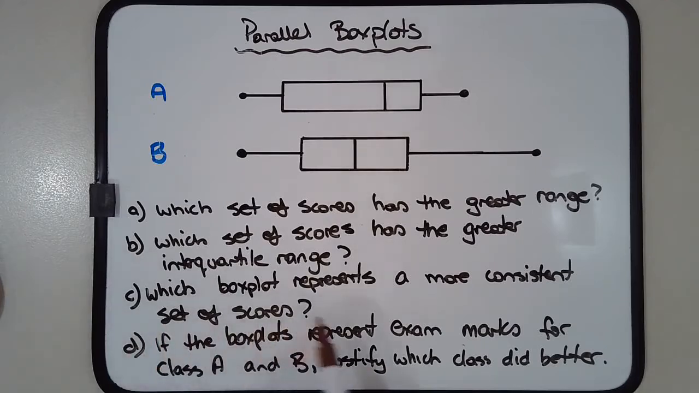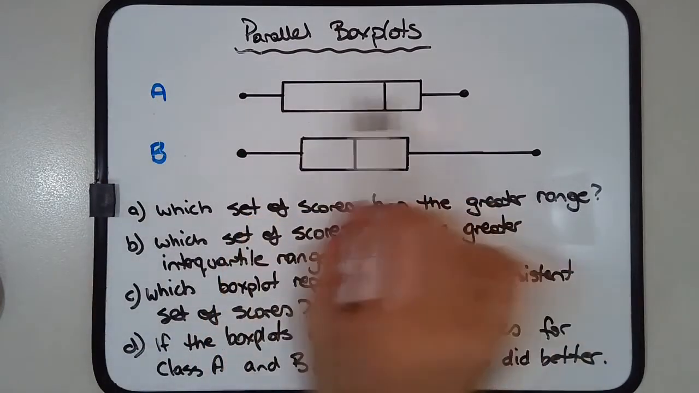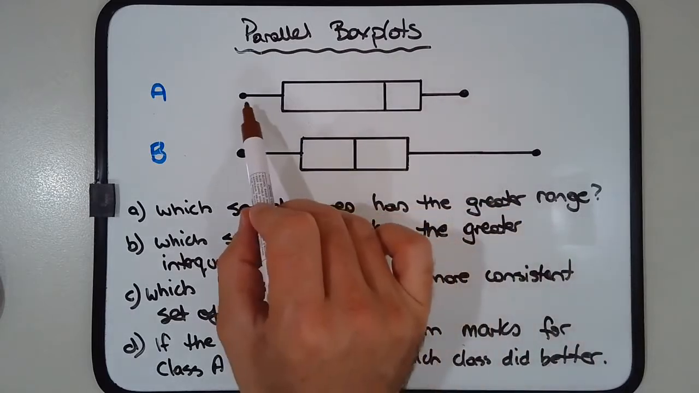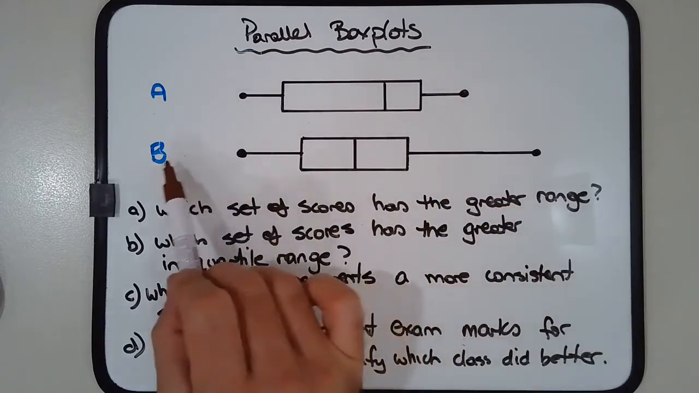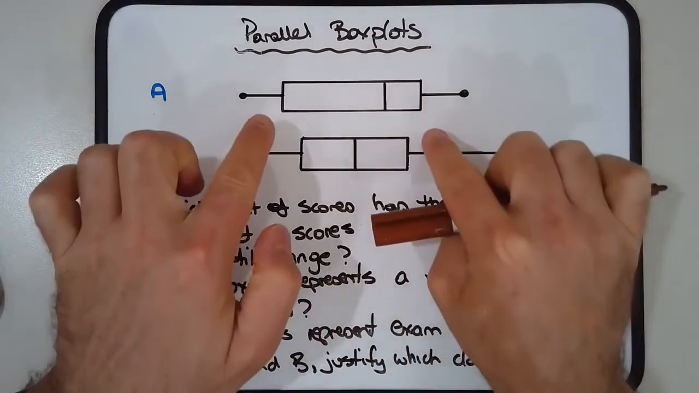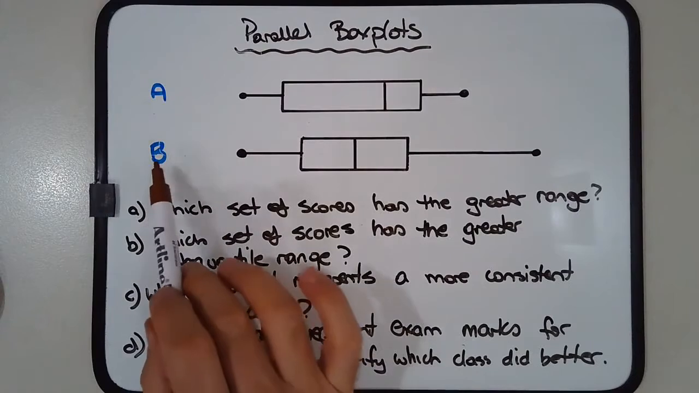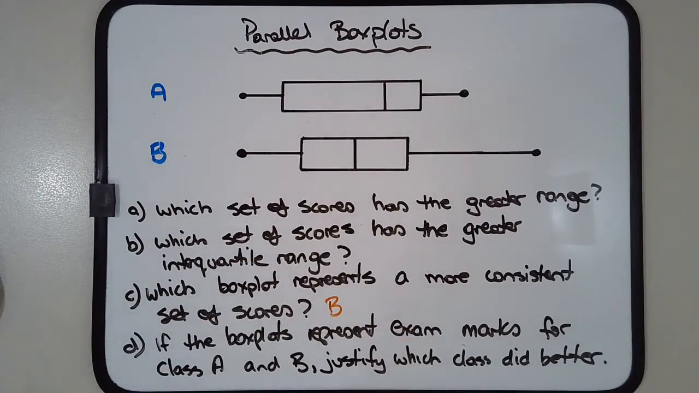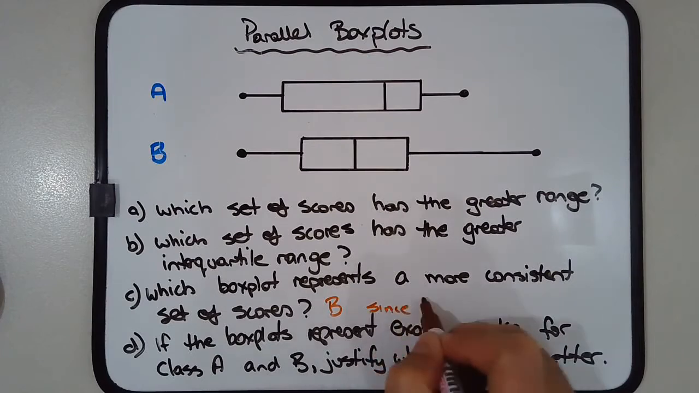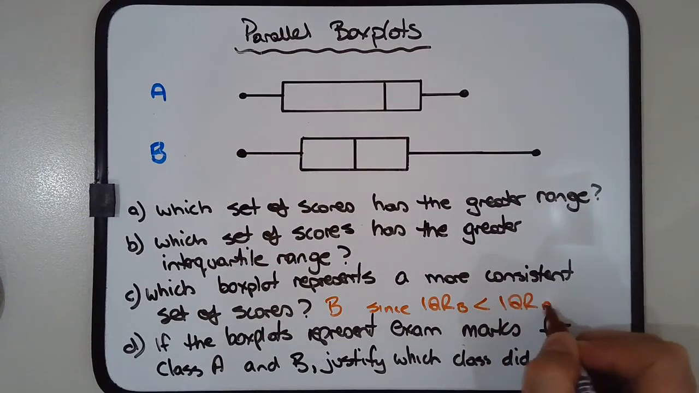Part C, which box plot represents a more consistent set of scores? This one can be a little bit tricky, so just be careful with this one. Box plot A, which represents score set A, has a lower range. The difference between the minimum and the maximum is definitely less than box plot B. However, box plot A has the greater interquartile range, the width of the box itself. So we could probably make the argument that box plot B is in fact the more consistent set of scores, since the interquartile range of B is less than the interquartile range of box plot A.